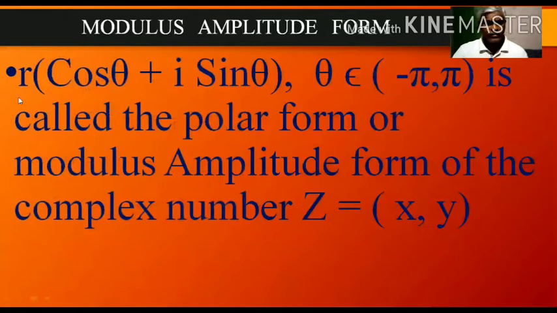The modulus amplitude form of a complex number is r into cos theta plus i sin theta, where theta always belongs to minus pi to pi. So theta value will always be in between minus 180 and plus 180. This is called the polar form, or modulus amplitude form, of a complex number z equal to x plus iy.